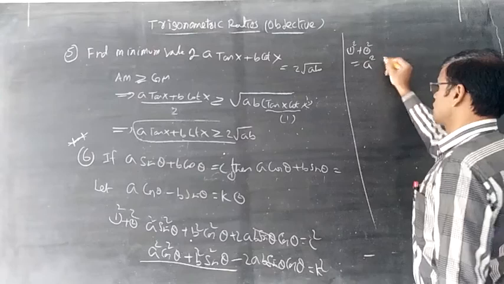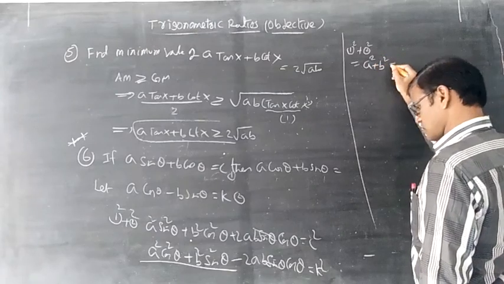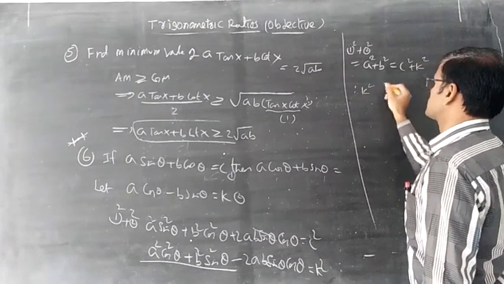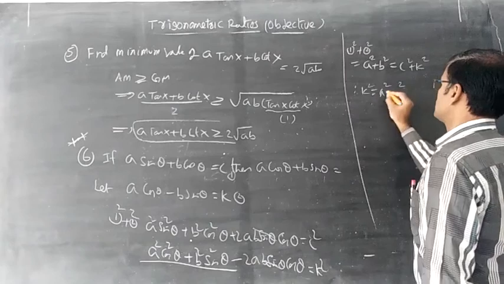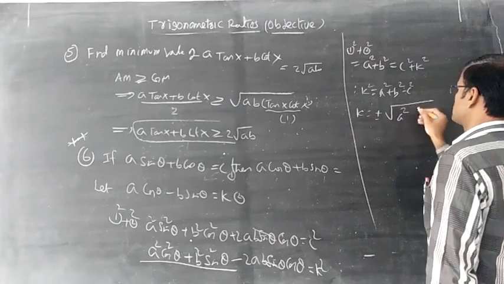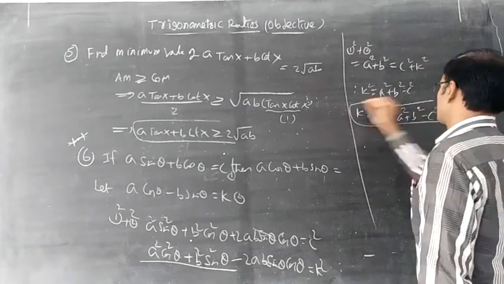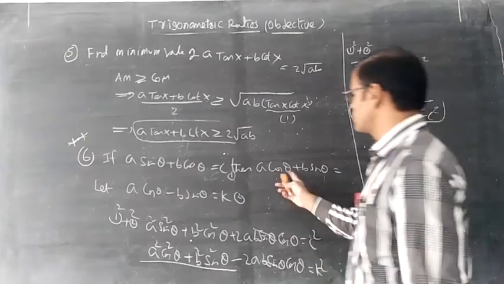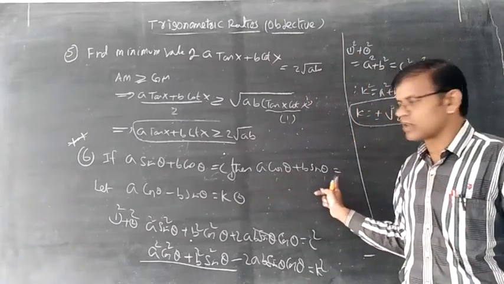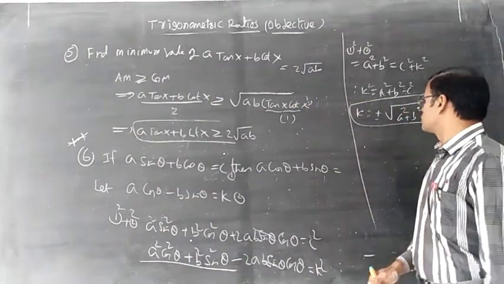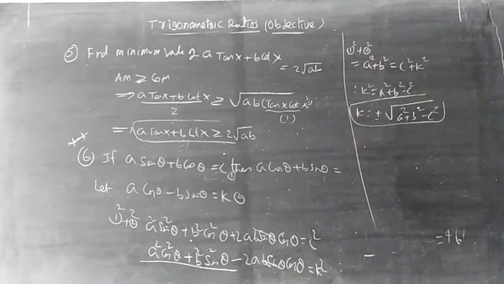Next we can say A square plus B square is equal to C square plus K square. Therefore, you can understand K square is equal to A square plus B square minus C square. K is equal to plus or minus root of A square plus B square minus C square. I say this one as a formula. You should use this formula. Of course, not only this one. If A sin theta plus B cos theta is given as C, then you can say A cos theta minus B sin theta is also equal to root of A square plus B square minus C square.